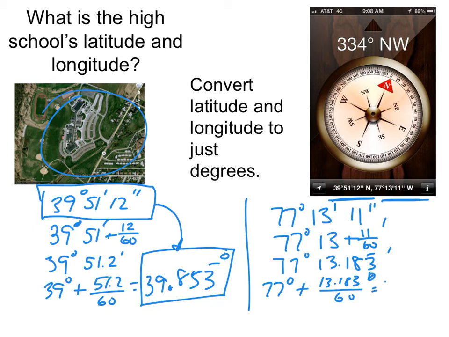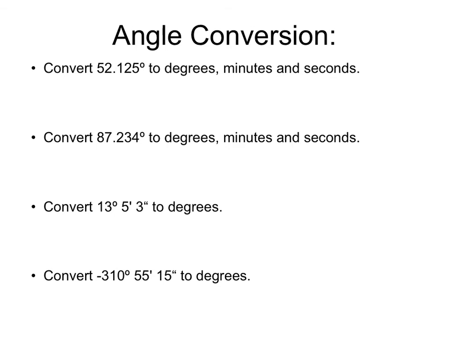77.21972 repeat degrees. Don't forget the little degree symbol. That many degrees. So it's going from precision in terms of degrees, minutes, and seconds to just degrees. So what if we go the other way around?